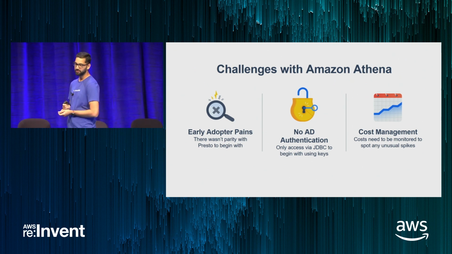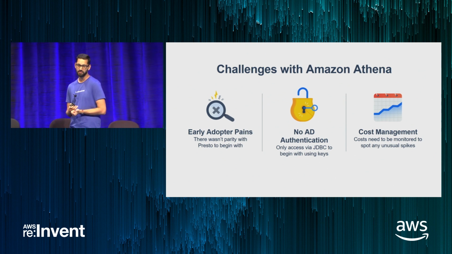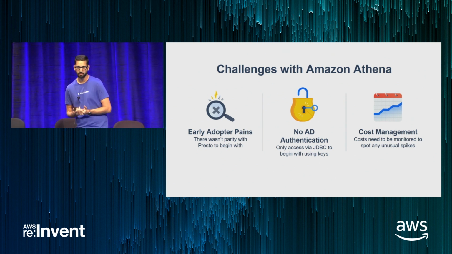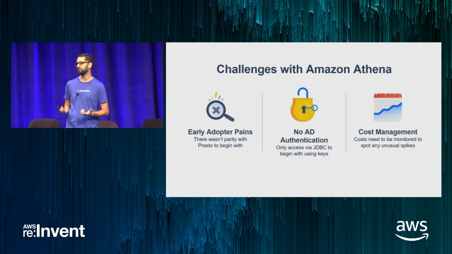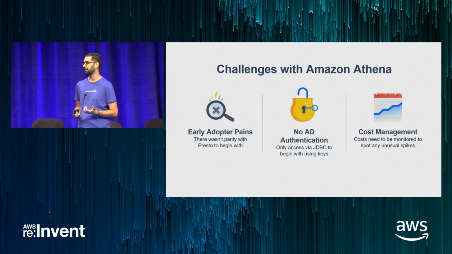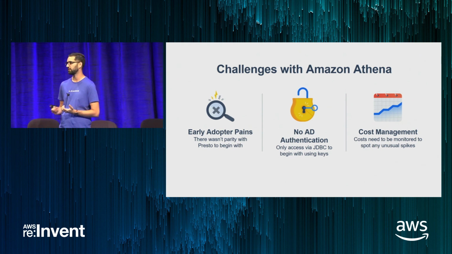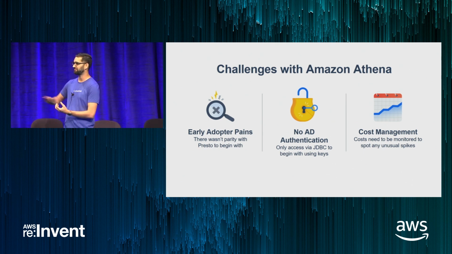Secondly, there's no AD authentication. By which I mean there are IAM users and roles to authenticate with, but this will work for lots of companies. It didn't really work for us. We would much prefer to have our own AD authentication in front of Athena. So what we have built here is a proxy in front of Athena that basically accepts AD authentication and converts it to an IAM user on the other side.